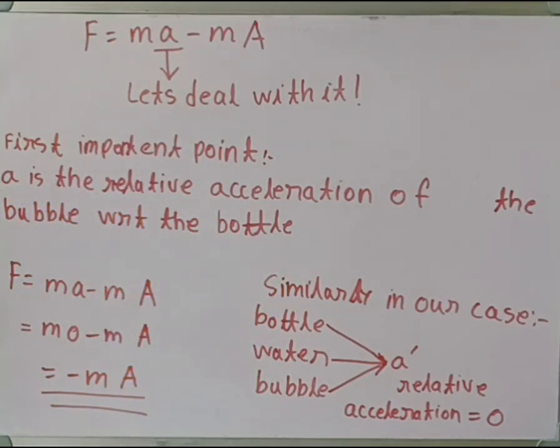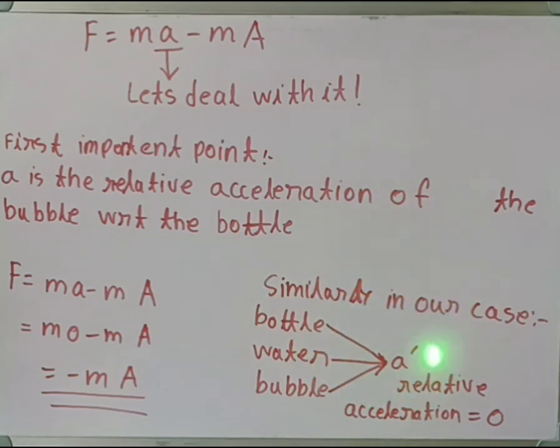Now let's come to the formula, that is F equals m into small a minus m into capital A. That is the force on the bubble according to the bottle, and the bottle is a non-inertial frame of reference. Now this small a becomes 0, so it is m into 0 minus m into capital A. So the ultimate formula that we get is F, the force on the bubble according to the bottle, which is a non-inertial frame of reference, becomes minus m into capital A. This capital A, as I mentioned before, is the acceleration of the bottle.